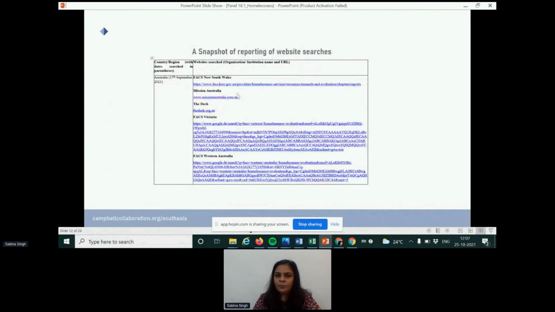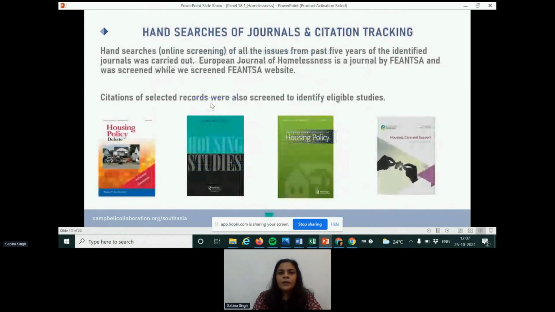And this is how we reported in the results, but we followed the same method for even these results that I showed you in the previous spreadsheet. So then we did the hand searches of journals and some citation tracking as well. These journals that I've shown here are just for representation purposes. Of course, these are included, but in addition to that, we had some other journals as well. So we did online searching of all the issues from the past 5 years of the identified journals. In addition to that, we did the citation tracking of selected records to identify eligible studies.